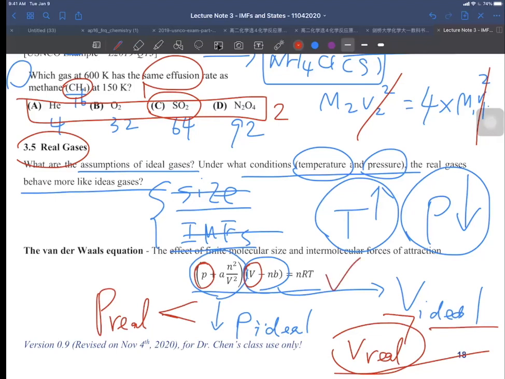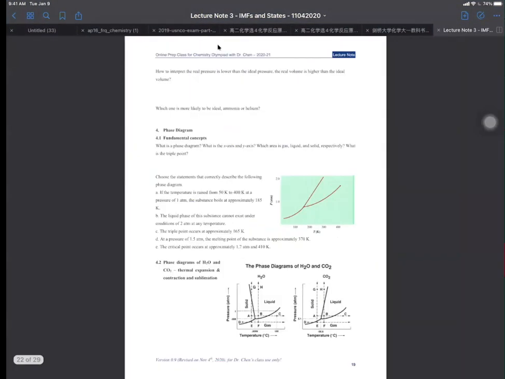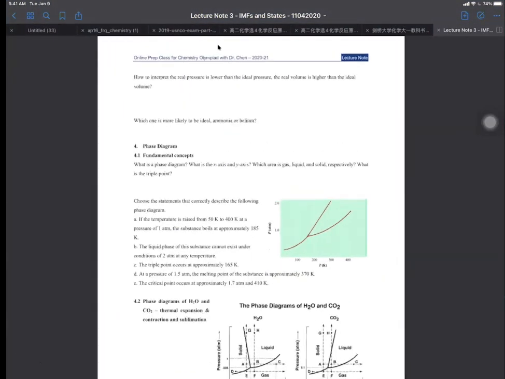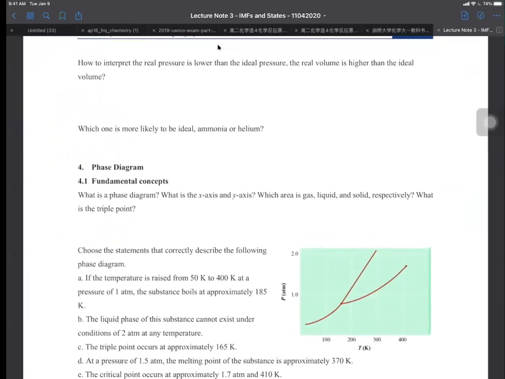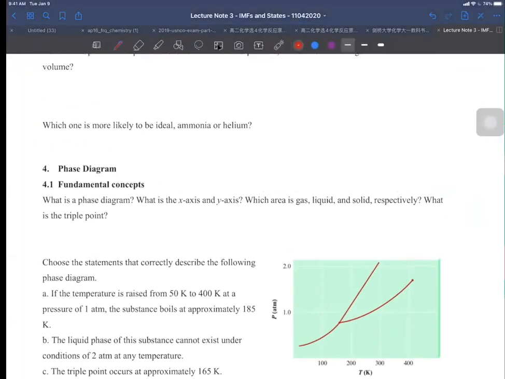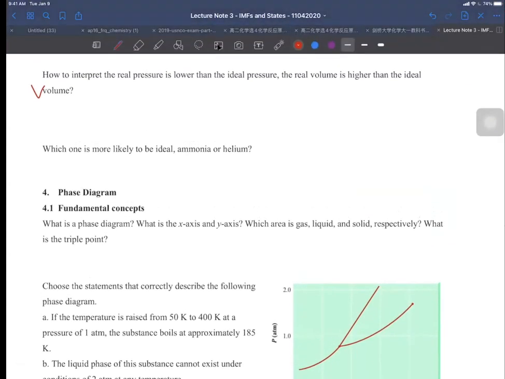So there will be no question to assess you how to apply this equation, but there will be question to assess your understanding about the difference between the real pressure and the ideal pressure, the difference between the real volume and the ideal volume, okay? Oh, there is a question here. We already answered the first one, okay? So there is another one.